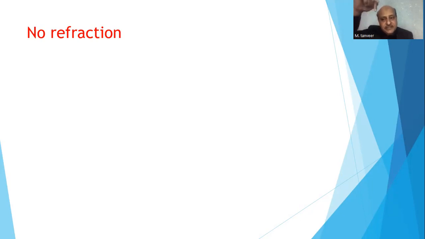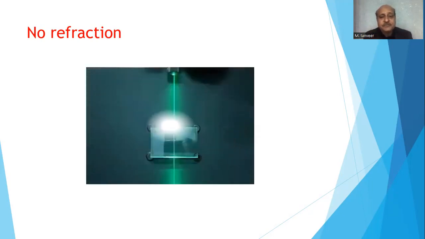When rays of light enter at 90 degrees perpendicularly, there is no refraction, as I have told you. Here laser light enters glass at 90 degrees, so there is no refraction of light. No ray will bend. It is entering from air to glass.